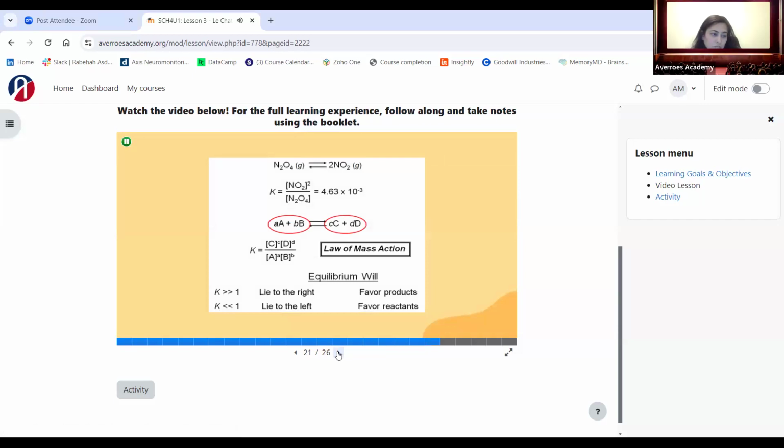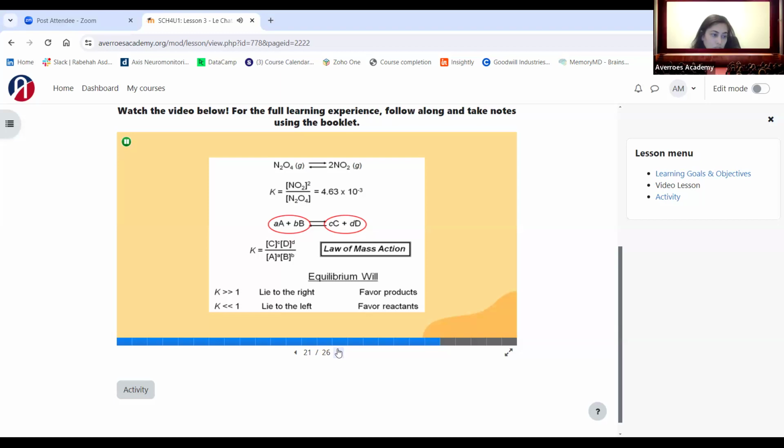Looking at an example here, N2O4 yields 2NO2. So our K expression is going to be the concentration of NO2 squared over the concentration of N2O4. Let's say that's equal to 4.63 times 10 to the negative 3.